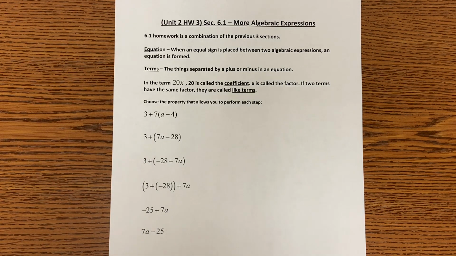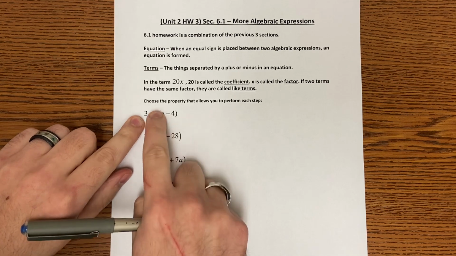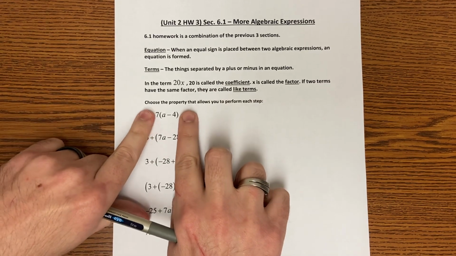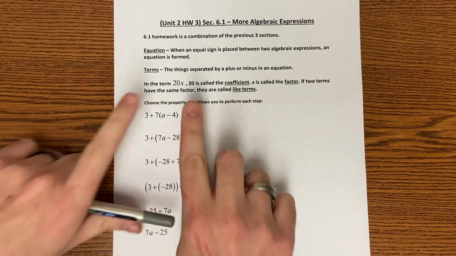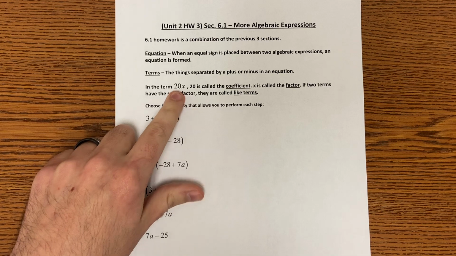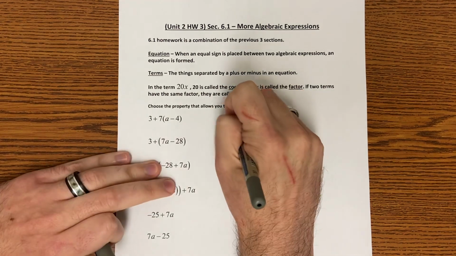Terms. Terms are things that are separated by plus or minus. So for example, in this one, this is a term, this is another term because it's separated by plus or minus. Inside the parentheses, the a and the 4 are terms, but in terms of this whole statement, this thing is its own term. Now, if inside specific terms, say if you had a term that was 20x, the number in front of the variable is called the coefficient, whereas x is now called the factor or the term. And particularly though, if two terms have the same factor, and that includes both the letter and the exponent, they are considered like terms.